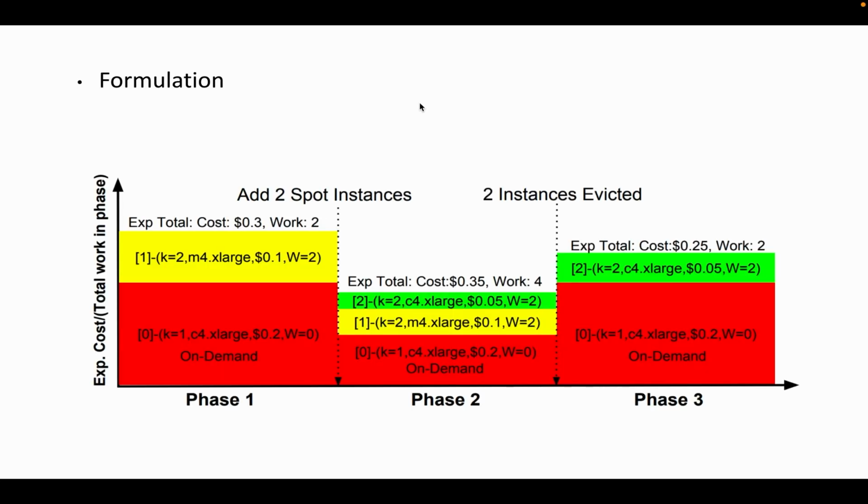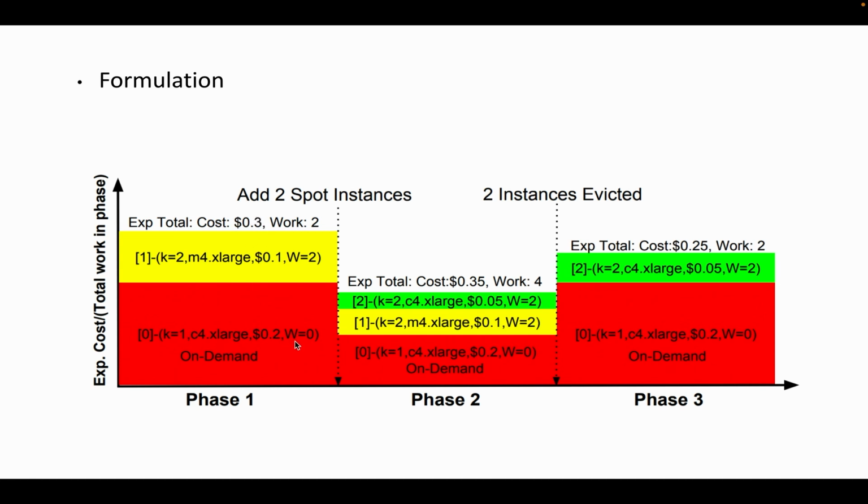That's the formulation that provides the foundation of BitBrain decision making. If we look at this, on the y-axis we have expected cost, which is basically total work in a phase, and here we have three phases. In the first phase, it has one on-demand reliable resource and one spot instance. The spot has a cost of 0.1 and the on-demand has 0.2, so the total cost is 0.3 for this phase.